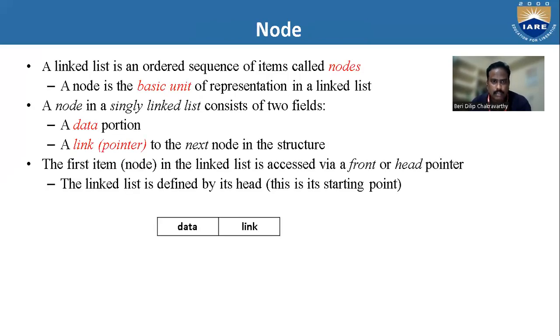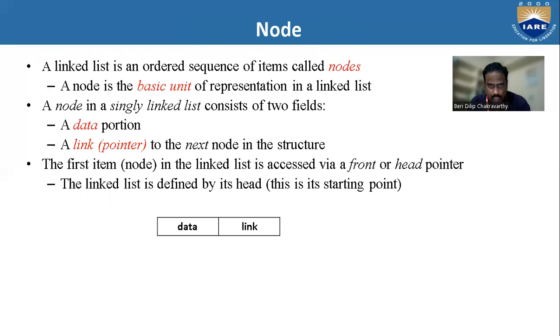Then, as said, a linked list consists of nodes. So what does a node consist of? If you observe the definition, a linked list is an ordered sequence of items. So it is also a sequential, linear data structure. We are placing the elements in an ordered sequence of items. What are those items? We call them nodes.